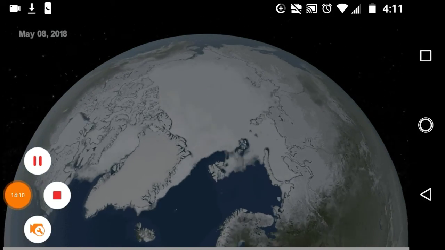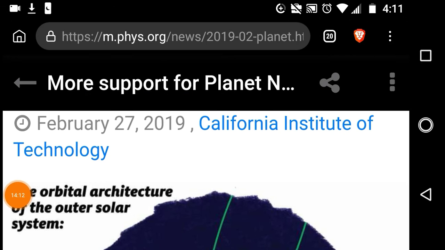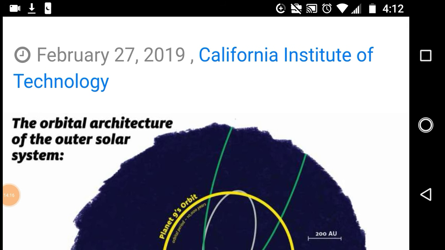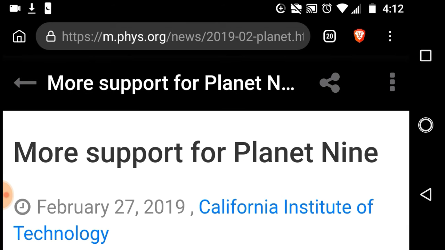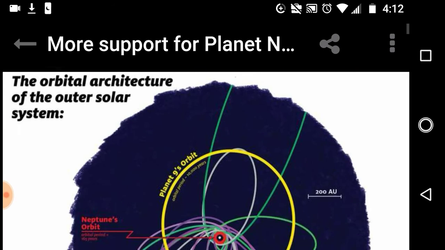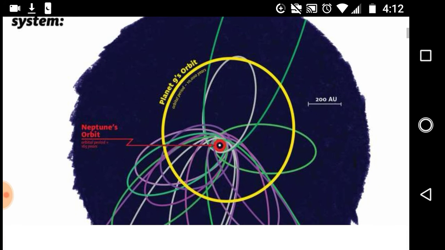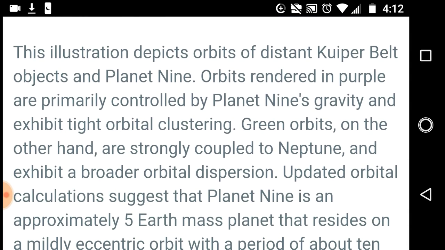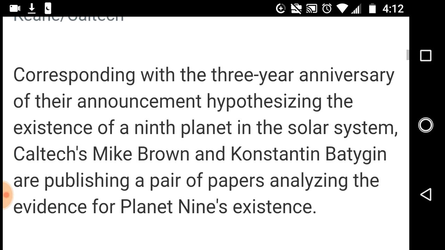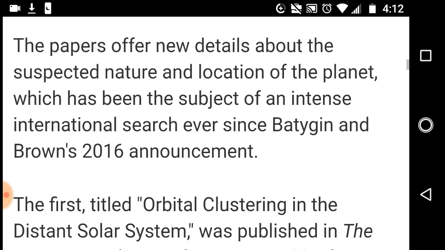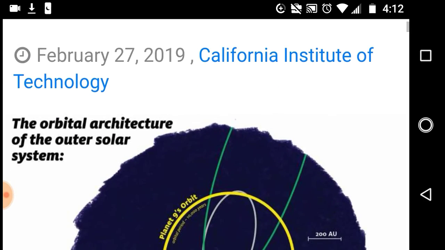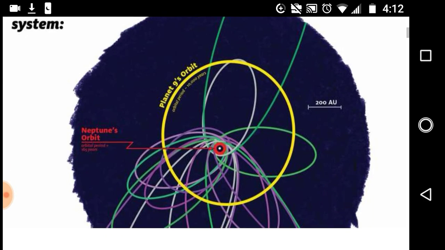We'll leave links. For all you Nibiru, Planet X, Nemesis people out there, here's another phys.org article. More support for Planet 9. Here's some stuff. And yeah, think there could be a Planet 9. I don't believe it because I think we would have seen it, but hey, suggesting it has about a 10,000 year periodicity. We'll leave links to that article too.